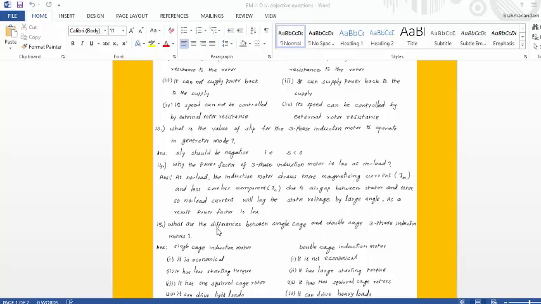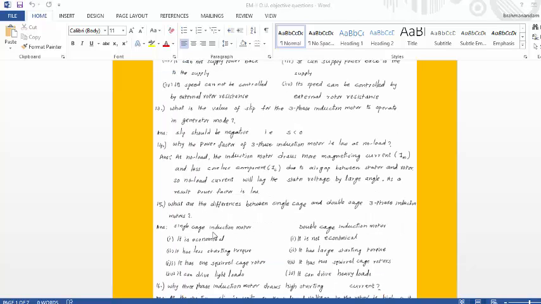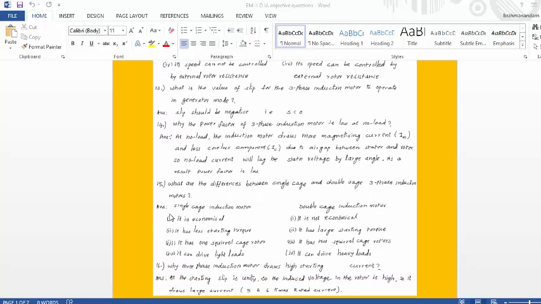15th question. What are the differences between single cage induction motor and double cage three-phase induction motor? Answers. So here we write the single cage induction motor, and here we write the double cage induction motor. Under single cage induction motor, first point it is economical. Second point, it has less starting torque. Third point, it has one squirrel cage rotor. Fourth point, it can drive light loads.